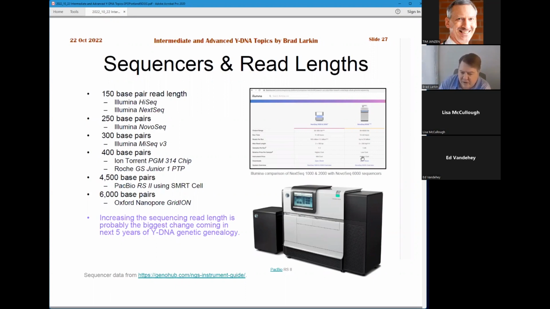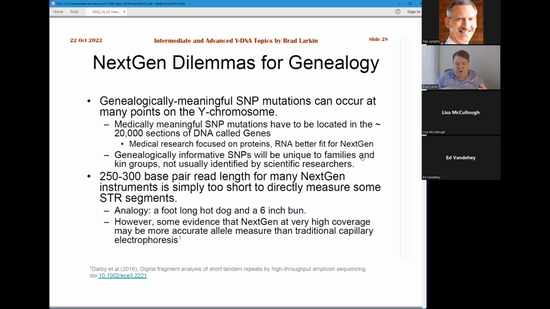Part of what I wanted to put together in this presentation was to say, okay, this is what's coming. We're going to get more read lengths. We're going to get more data. How do we retain what we've already got in sequence, maybe from our uncles, brothers, and people, and integrate it with the new stuff that's coming?